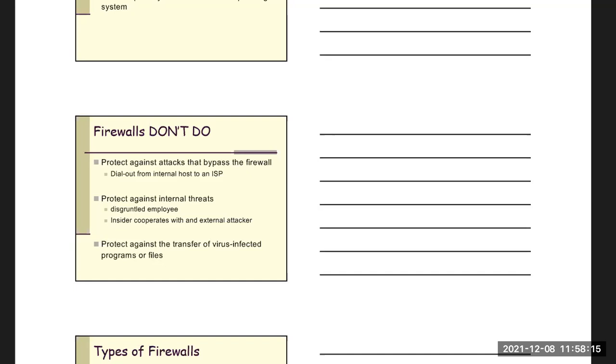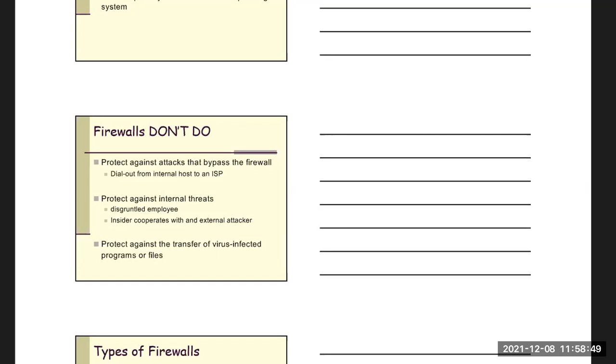But if the malicious activity is occurring inside the private network, there will be no protection for that. The firewall will not be able to solve that problem, because the problem is occurring inside. So how will it protect against this internal threat? It is not possible for the firewall to do anything in that case.